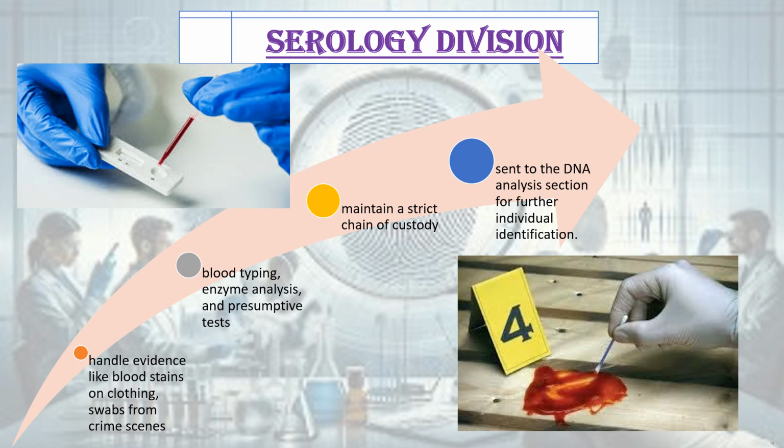The serology division primarily focuses on identifying the type of bodily fluid present on evidence items like clothing, weapons, or other surfaces. It is responsible for finding out the species of origin, blood group substances, enzymes, serum proteins, etc. in biological materials such as blood, saliva, epithelial cells, tissues, bones, hairs, teeth cavity scrapings, etc. Once a bodily fluid is identified by serology, the evidence may be sent to the DNA analysis section for further individual identification.